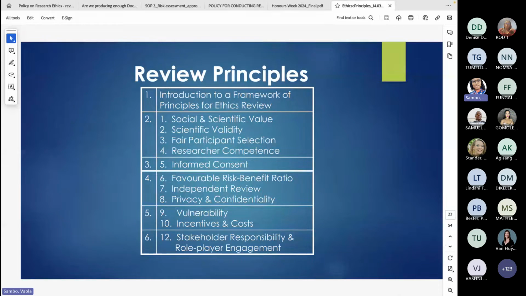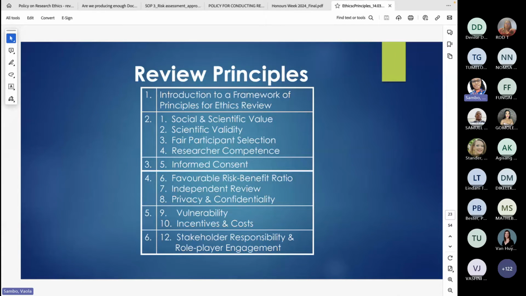So as I was saying, I've spoken to you about the framework that we rely on, and that is the very same one that we consider for ethics review. So we look at the social and scientific value, the scientific validity, and I always mention here there's always contestation around scientific validity. Fair participant selection, we look at that. There are sections in the form that ask you around inclusion as well as exclusion criteria that will inform your participant selection.